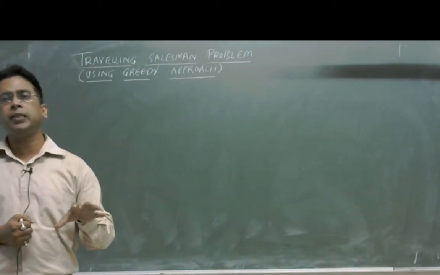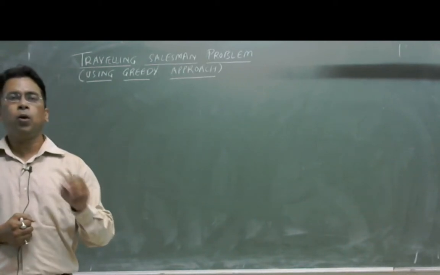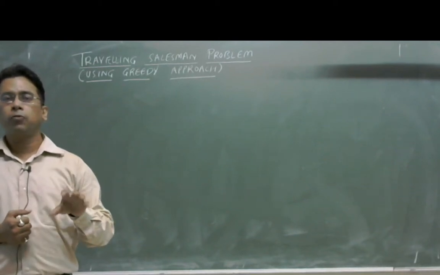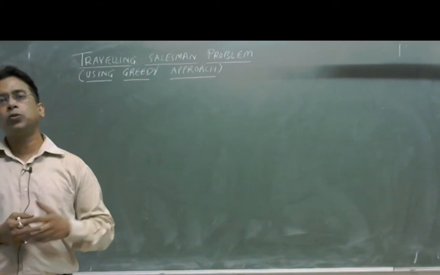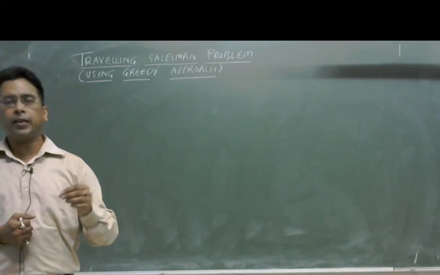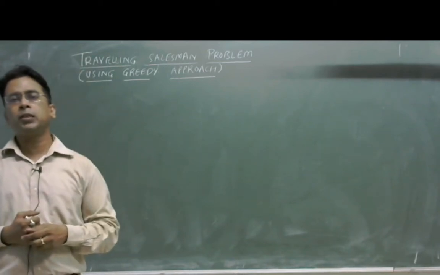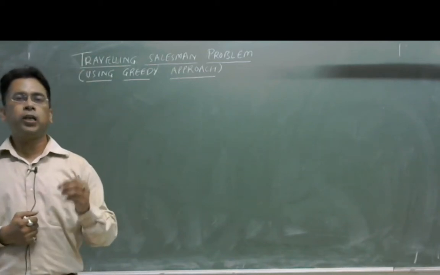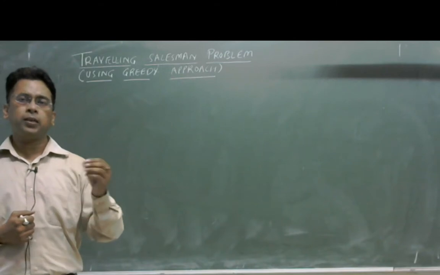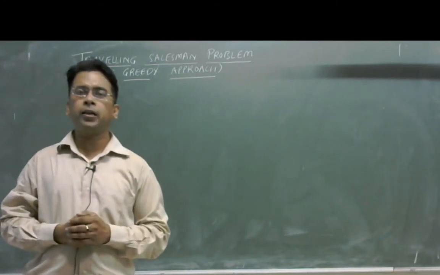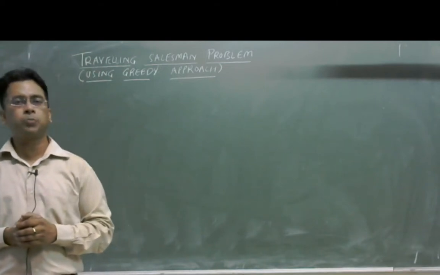Suppose there are n cities and there is a postman who has letters for all the cities, and he has to deliver all the letters to all the cities. Then what will be the minimum distance that he has to travel to deliver all the packets to all possible destinations? This is what this problem is called, the traveling salesman problem.